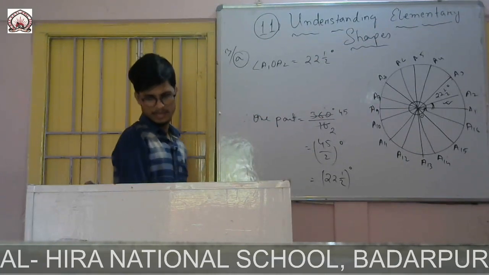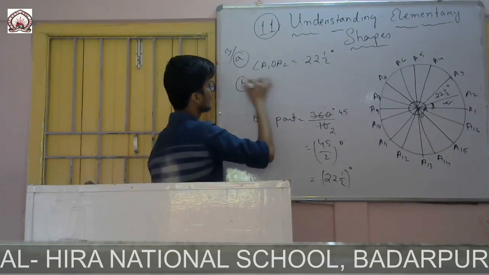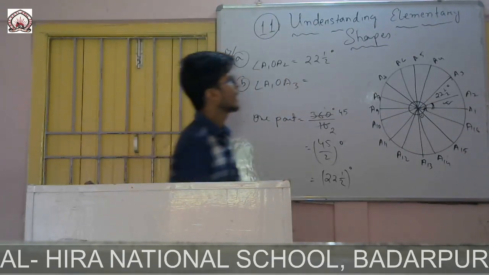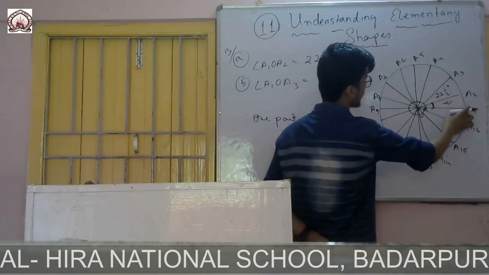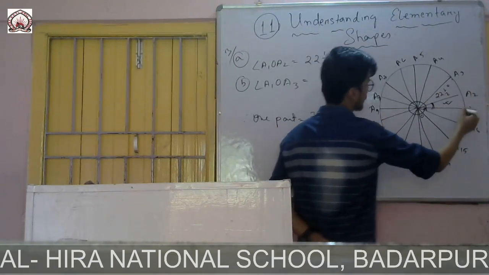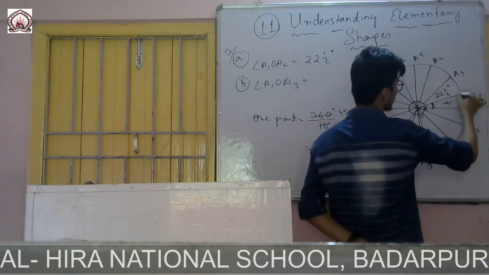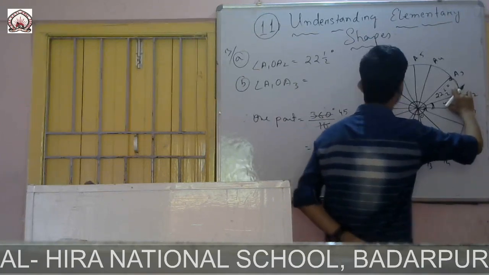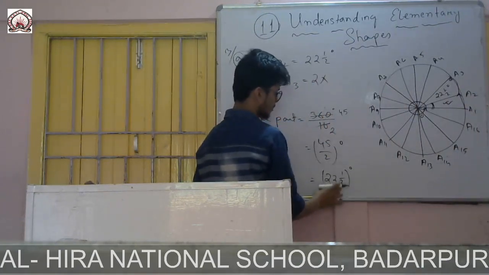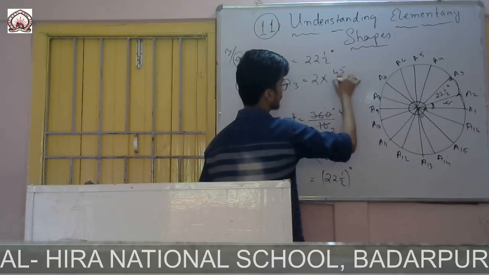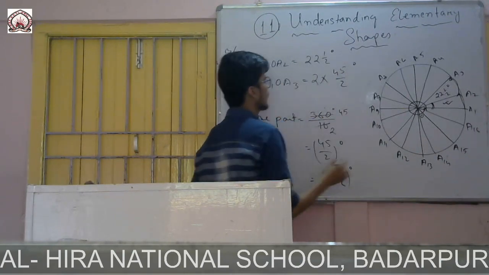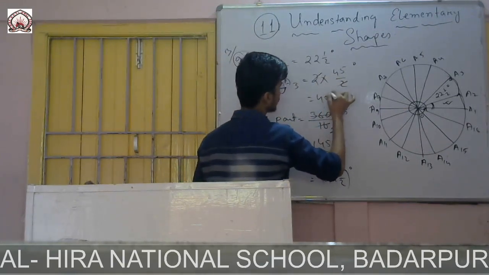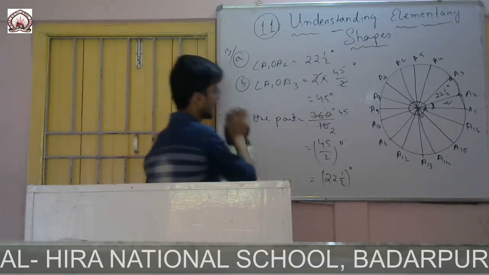Next one is angle A1OA3. You see, from A1 up to A3, first I go from here to here one time, then again up to here. That means two angles, so I will multiply by 2 with this one. Let me write it as an improper fraction: 2 into 45 by 2. If I cancel 2, it will be equal to 45 degrees.